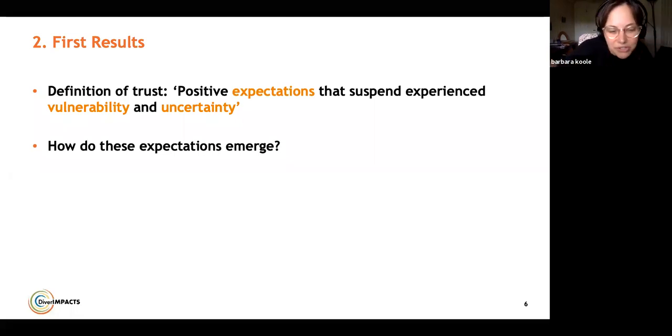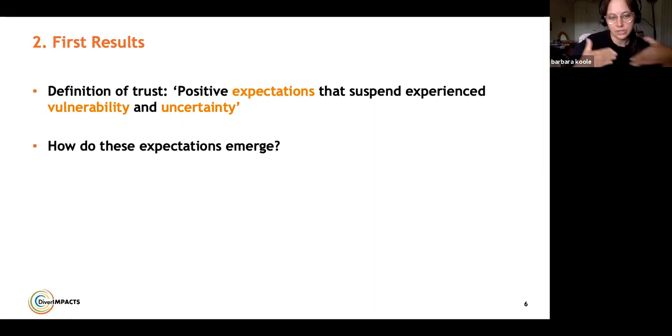We're not talking about trust. And also there needs to be some uncertainty about the future, because in the case you would be 100% sure, you would just know, you wouldn't need to trust. So this is important, because through defining, we can then, of course, develop a method.